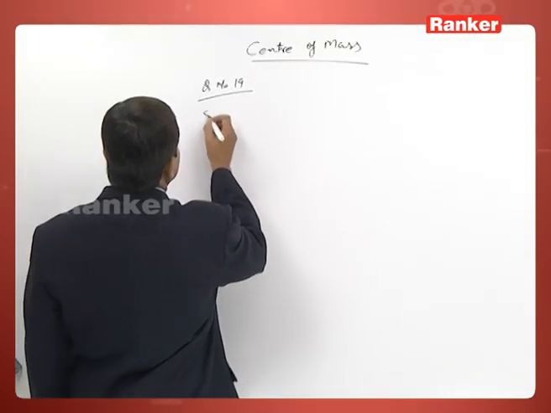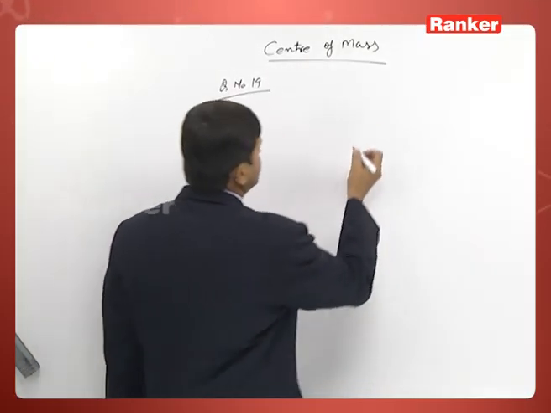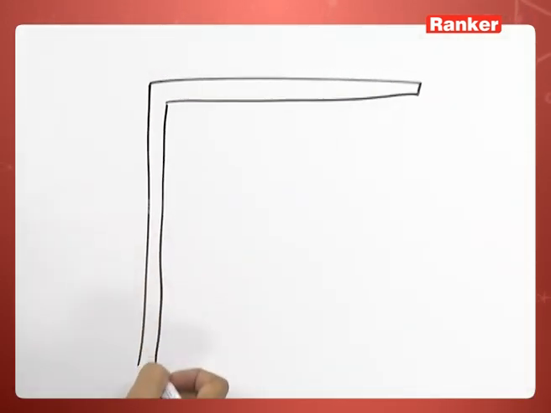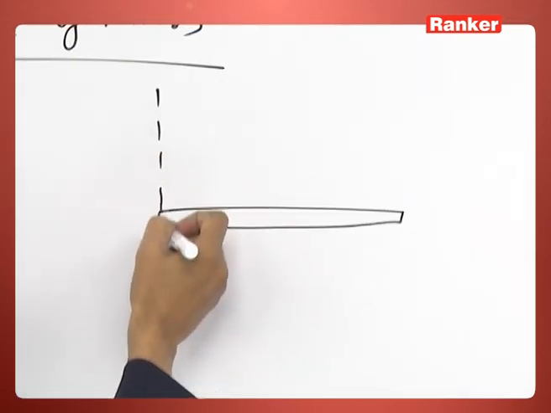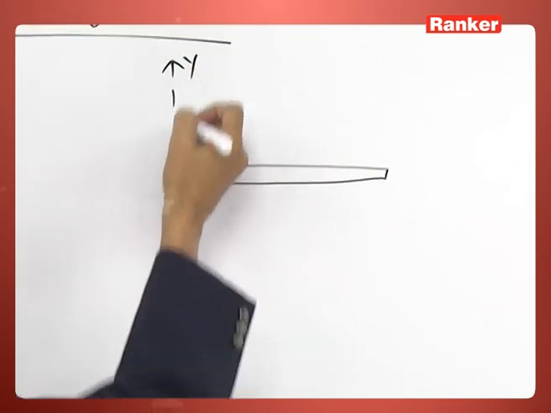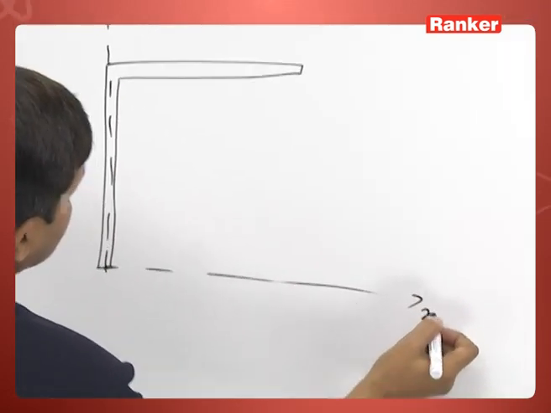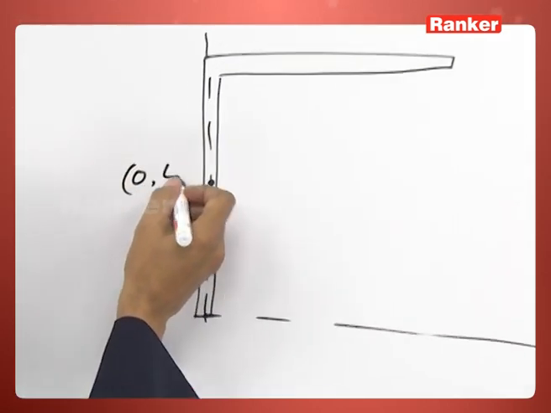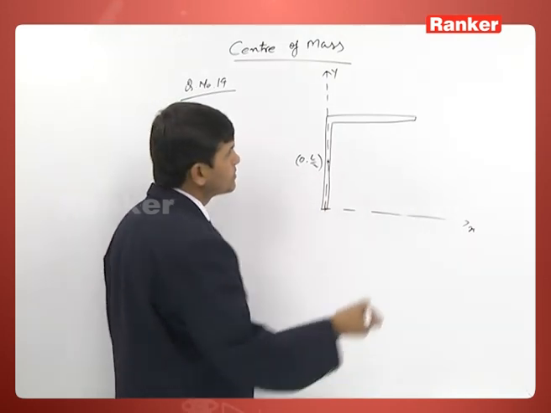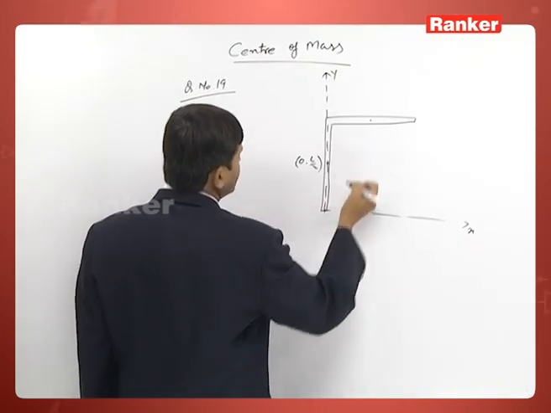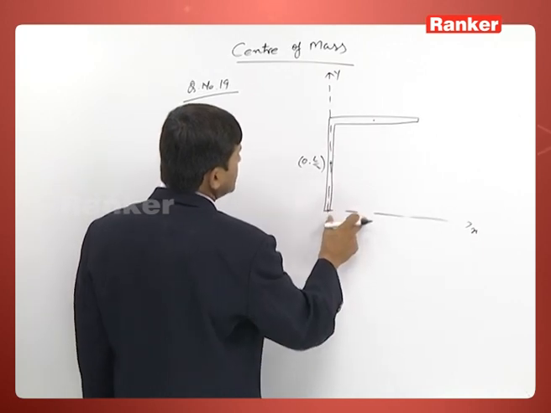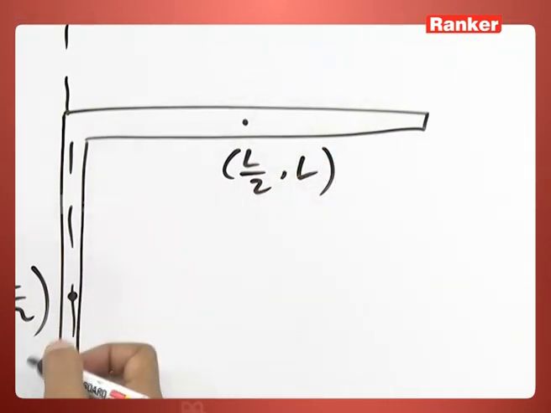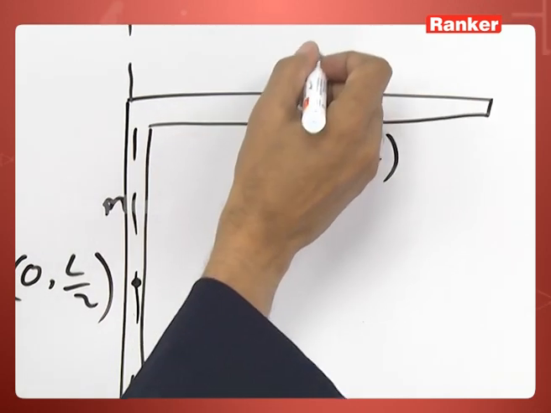See the solution here. The rod has an L shape. It is given like this. This type of shape is given, and this is taken as the y axis. This is the x axis. So, this part of the rod has its center of mass somewhere here at coordinate 0, L by 2. This part has its center of mass somewhere here. So, this is L by 2 and this is L. The coordinate of this is L by 2 and L. Mass of this is m, this will also be m.